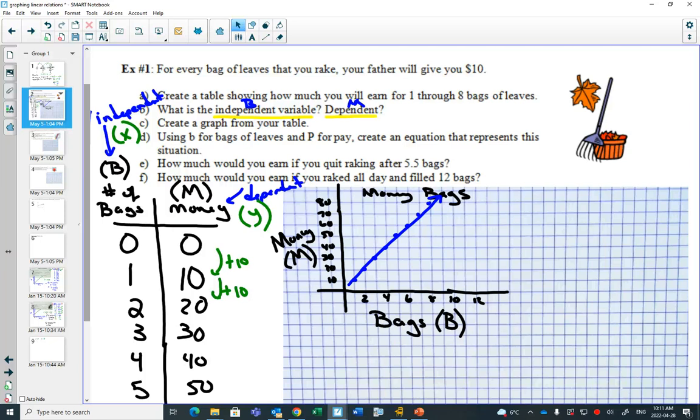Ooh, let's change this because we decided for money and M, so we can just change the question. B for bags, M for money. What's our equation? Money is going to equal 10 times however many bags you have. There's your equation.